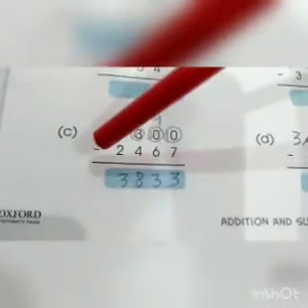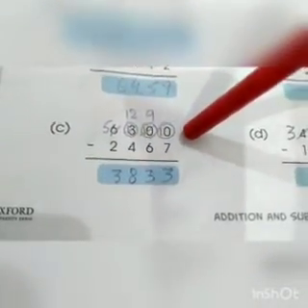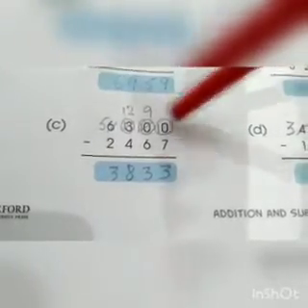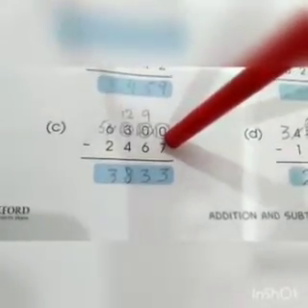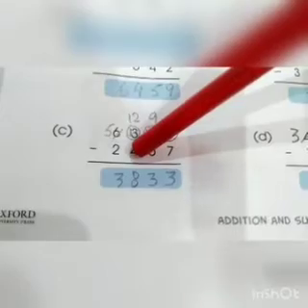Part C, 6300 minus 2467. Okay class, 0 ones is less than 7 ones. We need to borrow from 6. As you know, 3 is also smaller than 4. On the hundreds place, you can see 3 is also smaller than 4.